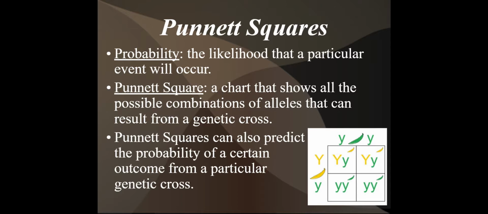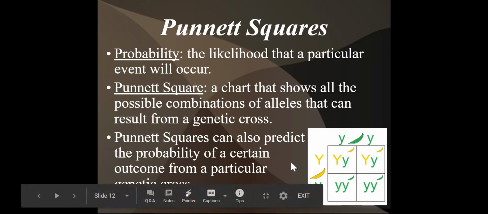So when I'm looking at all the possible ways that these genes could come together, it looks like 2 out of the 4 would be yellow because the big Y for yellow will overpower the little y for green. And 2 out of the 4 could be green. So it's a 50-50 chance that these parents would produce a child with yellow pods and a 50% chance they would produce a child with green pods.